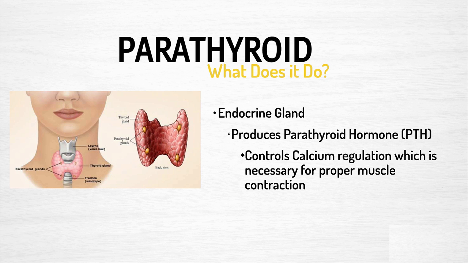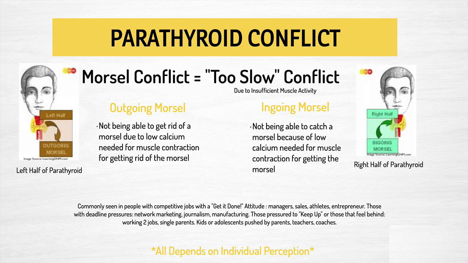And so the conflict related to the parathyroid is a very specific nuance on the morsel conflict of being too slow. So it's specifically due to insufficient muscle activity. It does follow, again, the right half, left half, ingoing, outgoing morsel pattern. This has to do with not being able to catch a morsel because of low calcium needed for muscle contraction. So maybe not feeling strong enough.